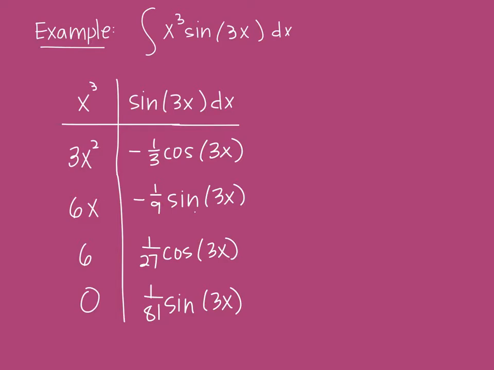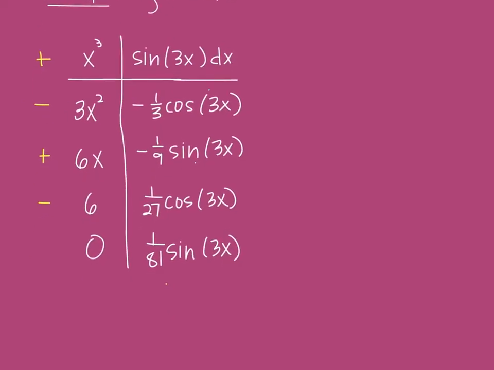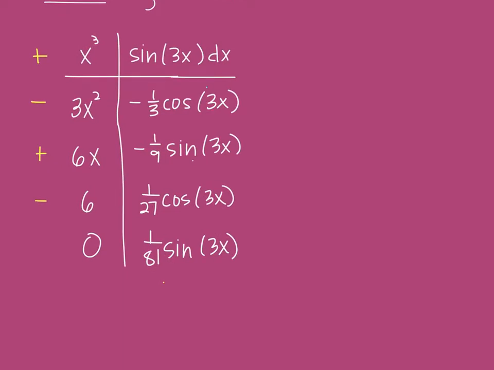Now your pairings start positive, then go negative, then positive, then negative, and then we run out. So the first pair is a positive pair. So then I think we're ready to start our answer. We combine diagonally, and we'll have negative 1/3 of x cubed cos 3x.